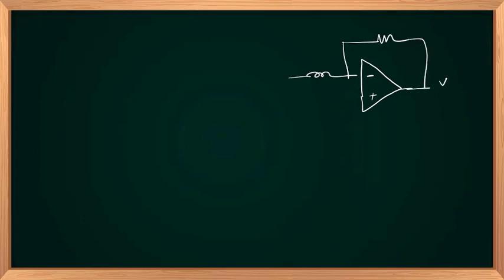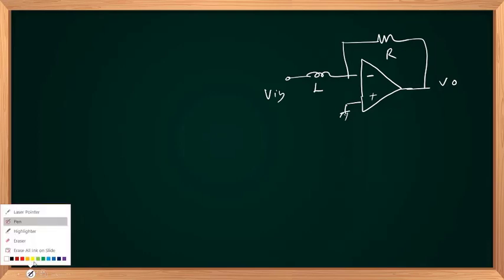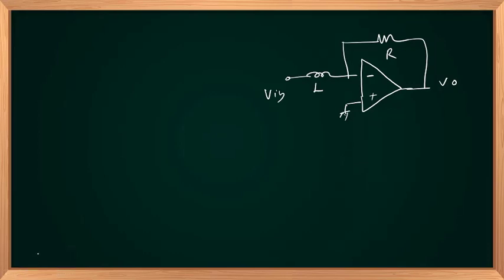The same response can be obtained by placing an inductor at the input side. V out, grounded, V in. This is R, this is L. In S domain, inductive impedance is L times S or J omega L, S equal to J omega. R is nothing but R itself.